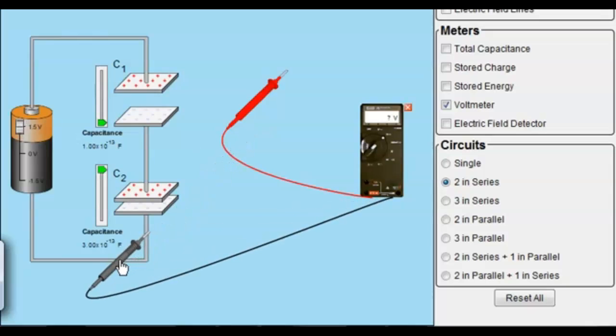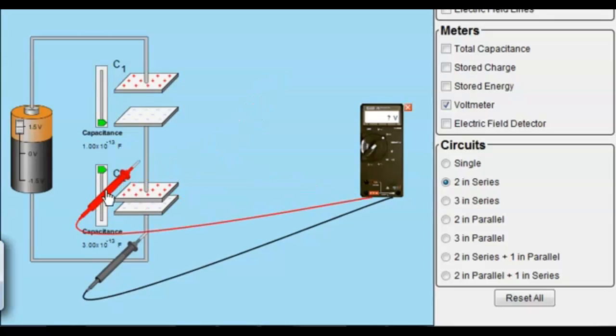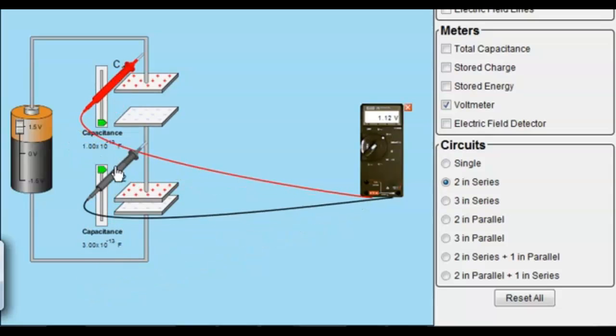Now let's check the voltage. Again, I'm going to put my voltmeter in parallel to my capacitor, and I get 0.38 volts right here. So for you guys far away, that's 0.38. Now I'm going to move it over here and test it, and it's 1.12. What's 1.12 plus 0.38? 1.5. Oh, so even though they're different capacitors, their voltage still adds up to be the voltage of the battery. But what do you notice about the charge on each one? They're the same.